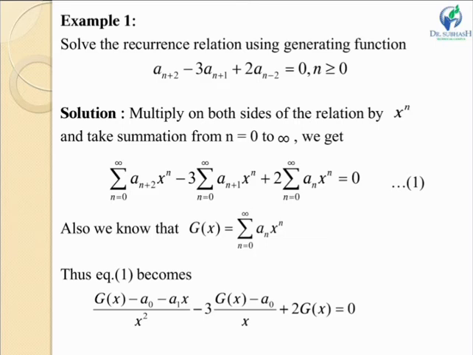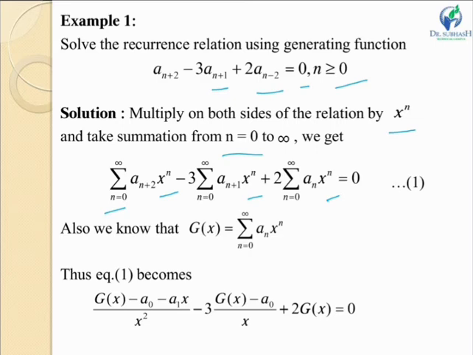Example 1. Solve the recurrence relation using the generating function an plus 2 minus 3an plus 1 plus 2an minus 2 equal to 0 for n greater than or equal to 0. Now the first step is we multiply both the sides of the relation by x raised to n and we take the summation from n equal to 0 to infinity. We get summation n equal to 0 to infinity. See here we have multiplied by x raised to n and we have taken the summation. On the RHS it is 0, so it will be as it is.